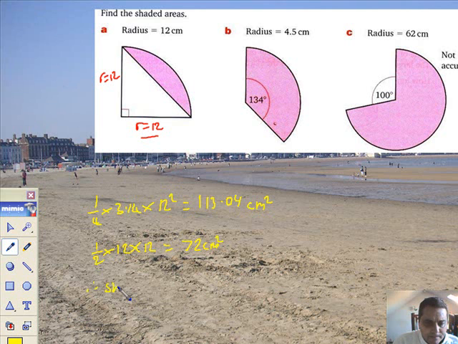Therefore the shaded area is going to be the entire quarter of a circle, take away the area of the triangle. Let's just do that quickly. Take away 72, and I've got 41.04. I'm just going to call it 41 centimetres squared worth of area. Okay, let's just check the answer quickly.